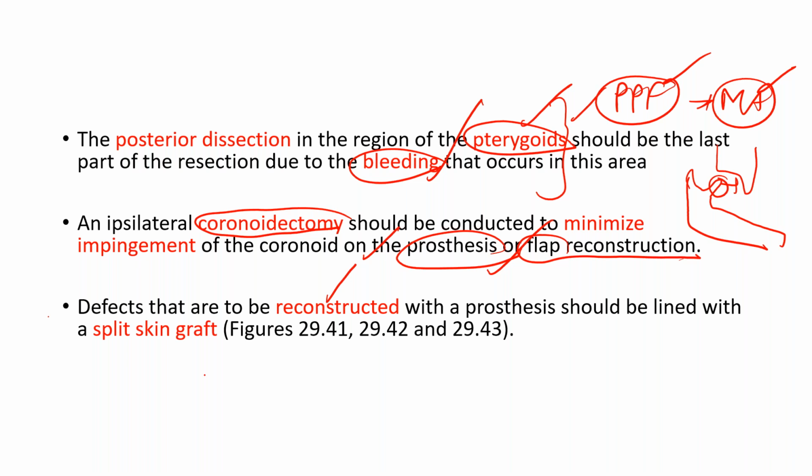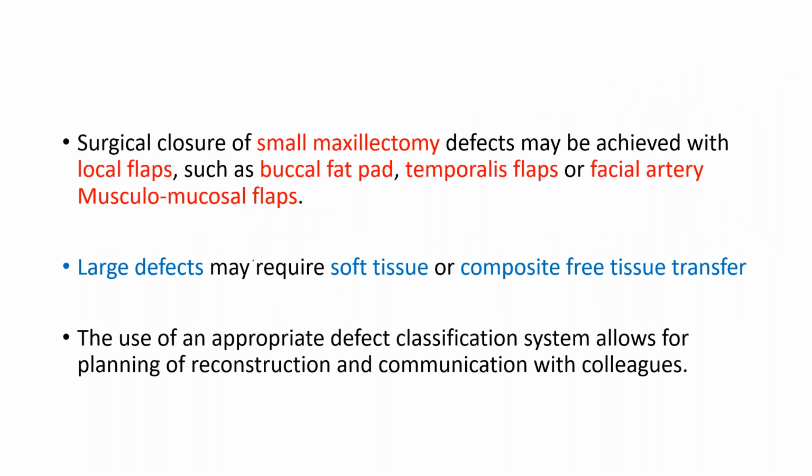Defects are reconstructed by split skin graft. Various methods of reconstruction are there, of which split skin graft or composite grafts can be used. For small maxillectomy defects, you can achieve reconstruction with local flaps such as buccal fat pad, temporalis flap, or facial artery myomucosal flap, which is based on the facial artery.